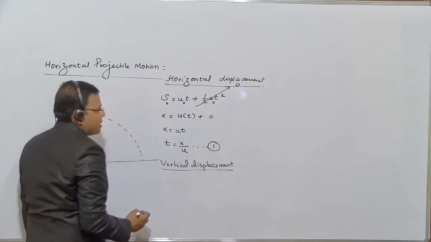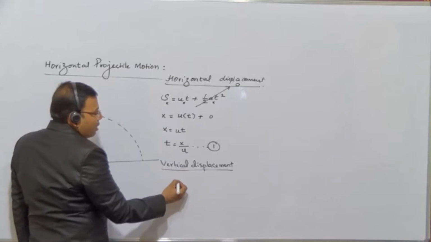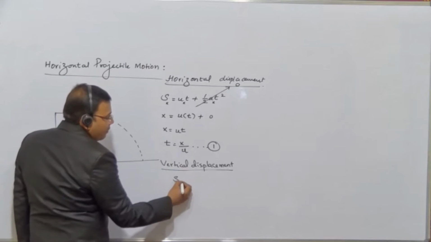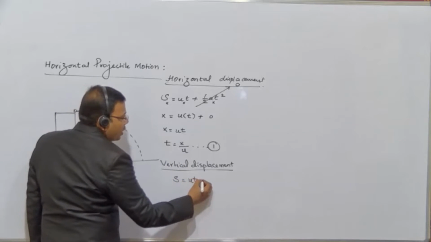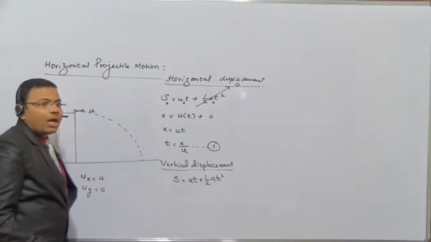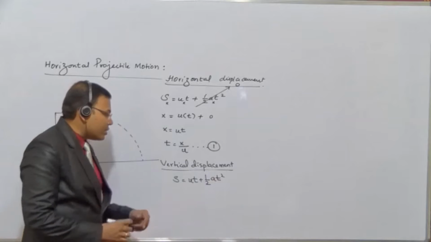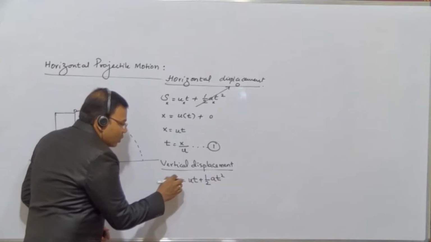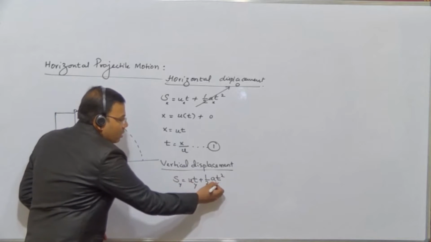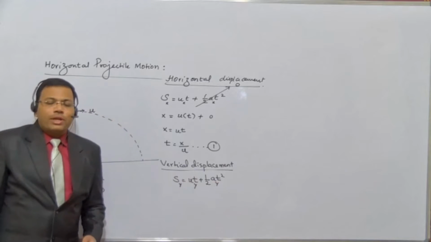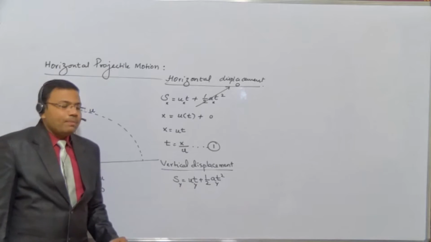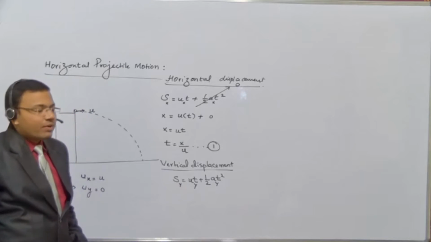This vertical displacement is what we have seen already in the previous parabolic equation. S is equal to ut plus half a t square. I'm writing it for the y coordinate, so it is the vertical displacement. So Sy is equal to uy into t plus half ay t square.